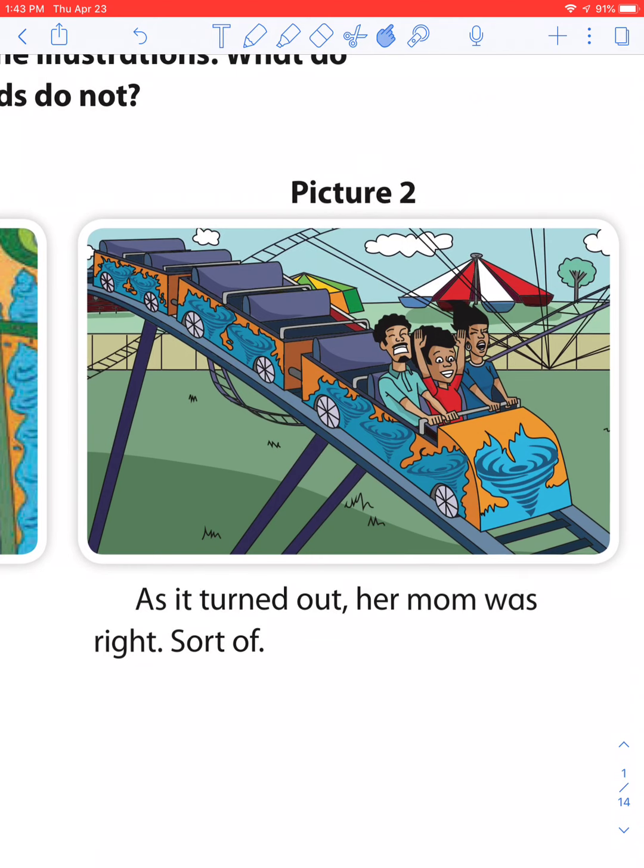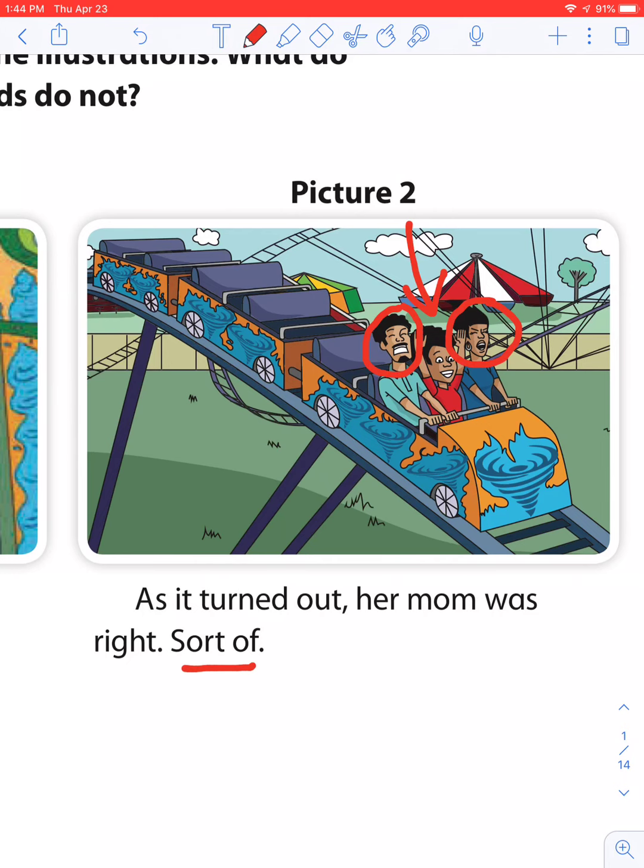As it turned out, her mom was right. Sort of. That sort of means that she was a little bit right, but she was a little bit wrong. Now, what helps me decide that she was sort of right? Well, I'm looking at Allison, our character who was scared in picture 1, and she looks like she's having a great time. But now I'm also looking at Mom, and she doesn't look like she's having too much fun on this roller coaster ride. She looks pretty scared. Even Dad looks a little nervous. So I'm guessing that's what they meant by sort of.